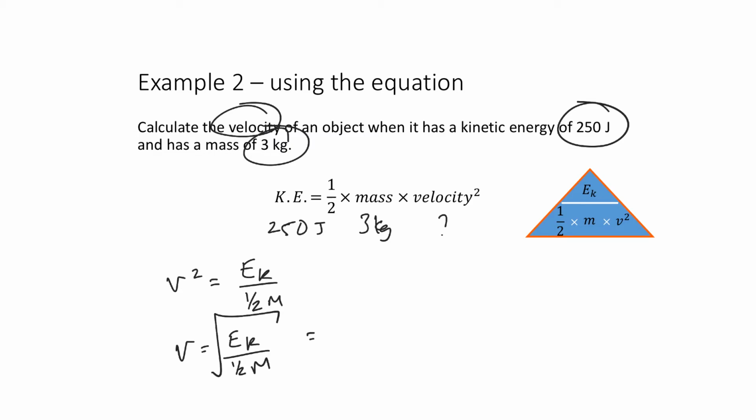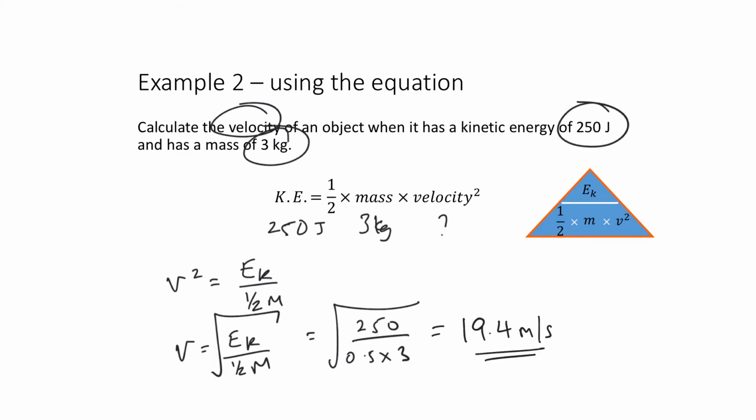We can now put the numbers in because we've got them written out. So 250 divided by 0.5 multiplied by 3, which is the mass. So we can put that into our calculator, and that gives us a velocity of 19.4 meters per second.